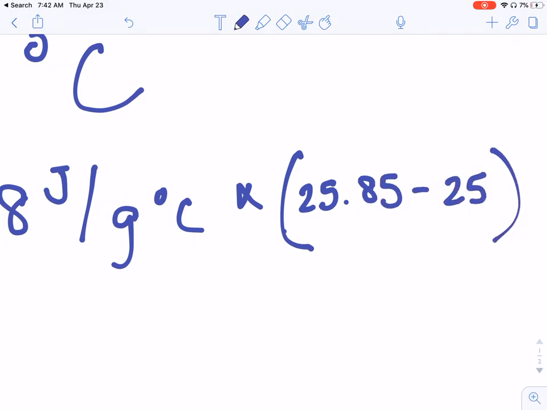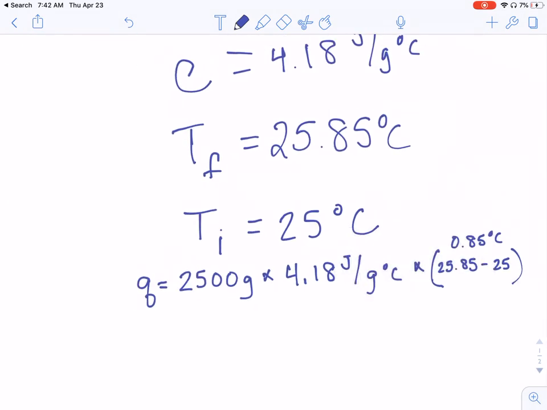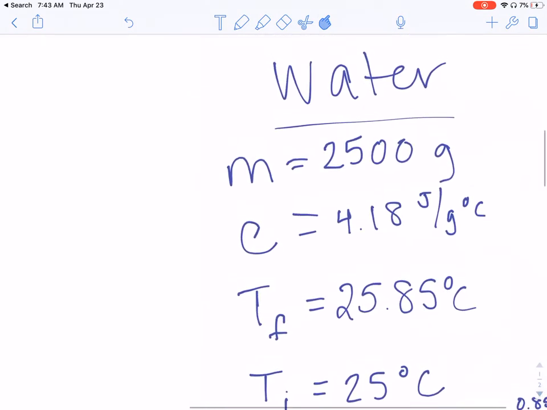So when you subtract these two, you'll get 0.85 degrees C, and then you'll multiply 2,500 times 4.18 times 0.85. So if you do that, you will get 8,882.5 joules.